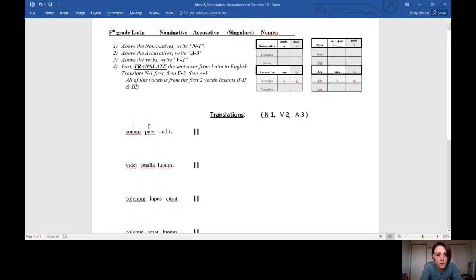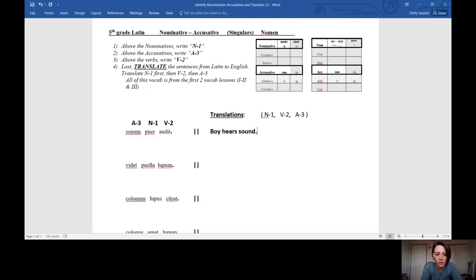Sonum is accusative, so we're going to put a 3 after it, right? Puer is your verb, so we're going to put a 2. Oh, whoa. Puer is not your verb. I'm going nuts. Puer is your nominative. What is your teacher thinking? And then audit is your verb, so we're going to put that second. So now look. Number one goes first. So boy, audit is your verb, hears, and then sonum is your direct object, sound.